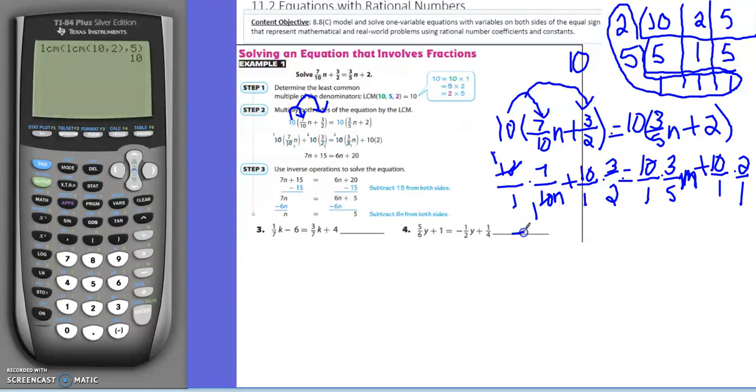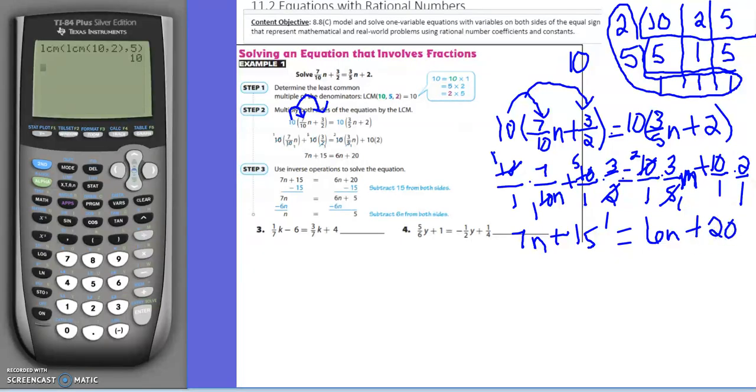And we get 7n. Here, the 2 can divide out. 2 divided by 2 is 1. 10 divided by 2 is 5. 5 times 3 is 15. Okay, then here we have 5 divided by 5 is 1. 10 divided by 5 is 2. 2 times 3 is 6, so we have 6n. And 10 times 2 is 20.